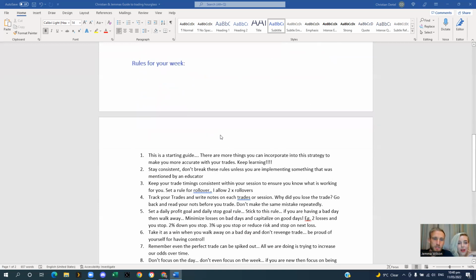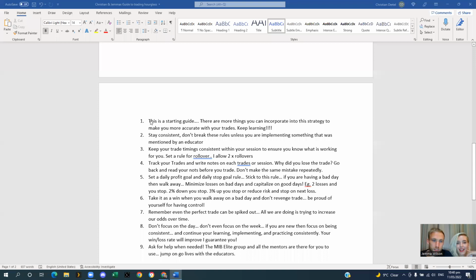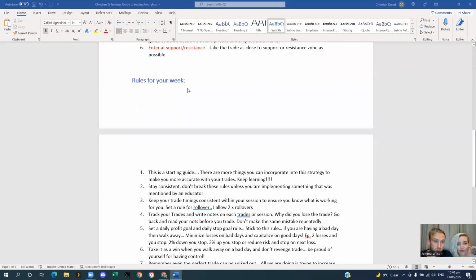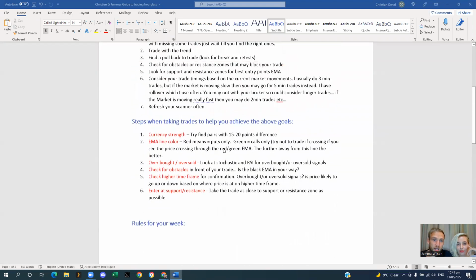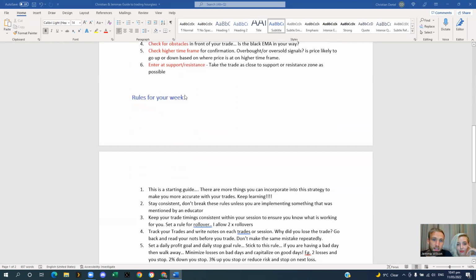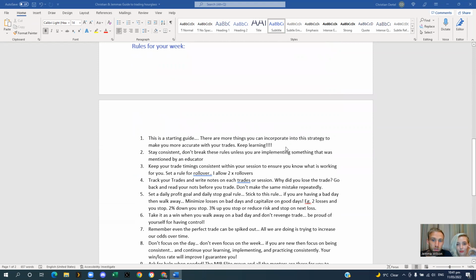I'm going to finish off really quickly. I'm just going to read this to you. So this is rules for your week. What I've given you is a starting guide. There's more you can incorporate, like reading candles, market structure, W's, M's. There's a bunch of knowledge that you can accumulate if you continue to learn. Never stop learning.